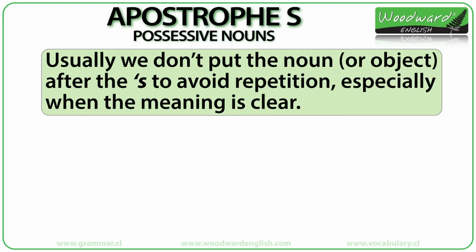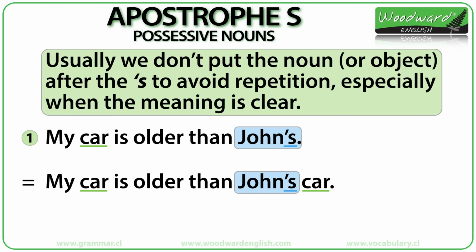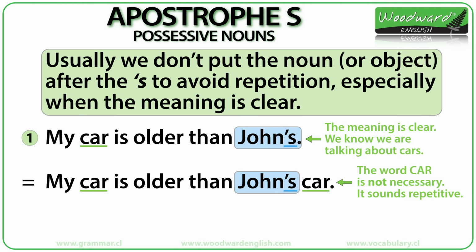Usually, we don't put the noun or object or thing after the apostrophe S to avoid repetition, especially when the meaning is clear. My car is older than John's. This is the same as saying, my car is older than John's car. The word car at the end is not necessary as it sounds repetitive. So when we say, my car is older than John's, the meaning is clear as we already know we're talking about cars, as it was mentioned before.